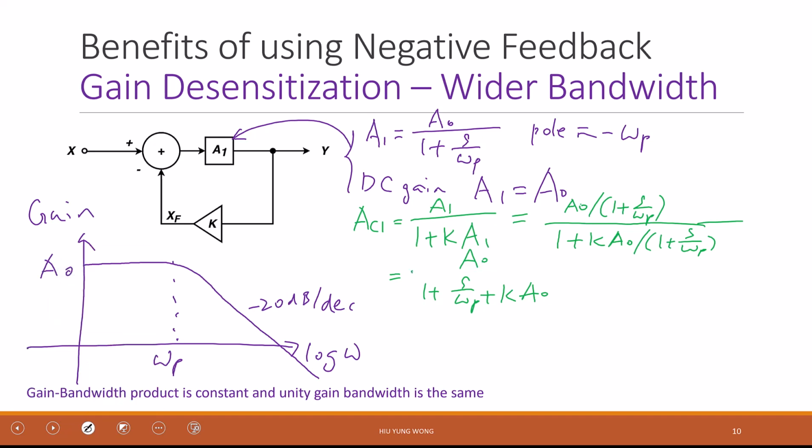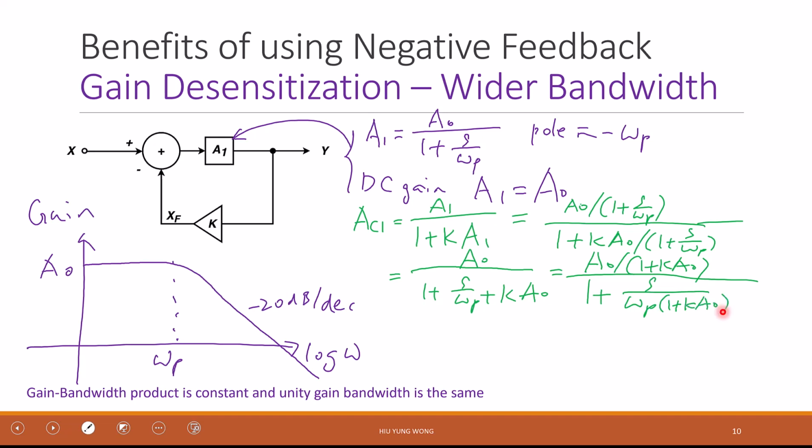So how would I do? I want to divide the whole thing so that I have 1 plus S divided by something. So it looks like I need to divide it by 1 plus Ka0 for both numerator and denominator. So the numerator becomes A0 divided by 1 plus Ka0, not Ka1, Ka0. And then denominator is what? 1 plus Ka0 divided by 1 plus Ka0 is 1, right? And then the S term is this, omega B times 1 plus Ka0, right?